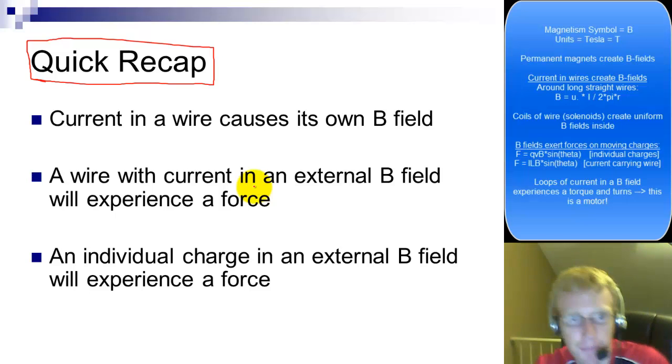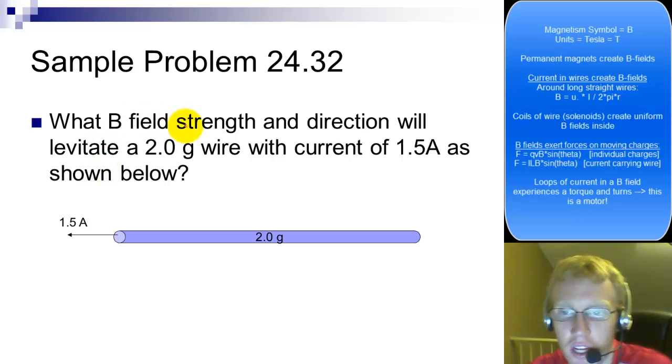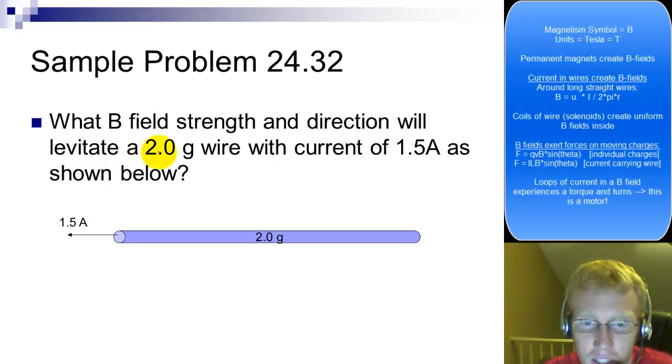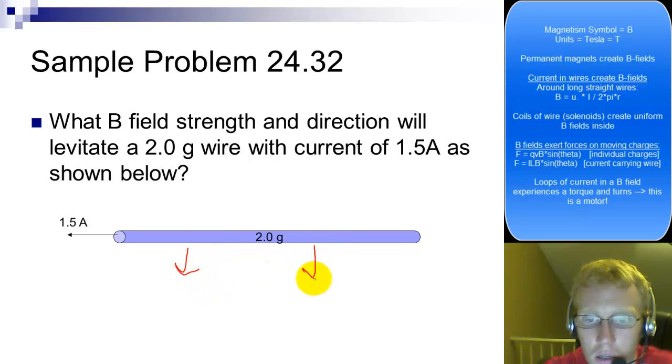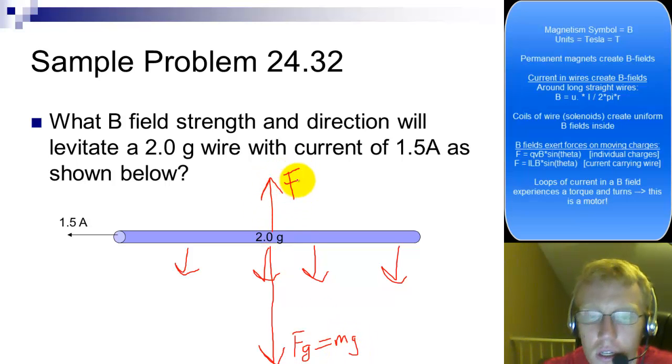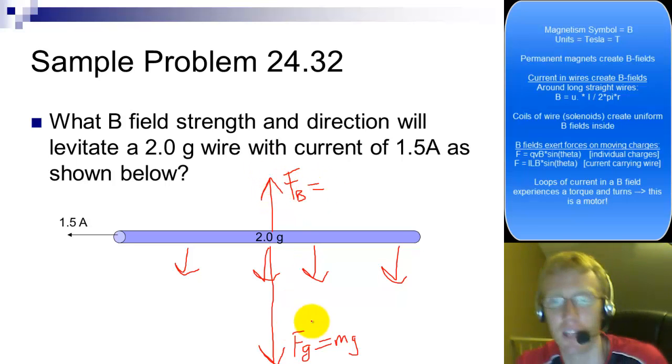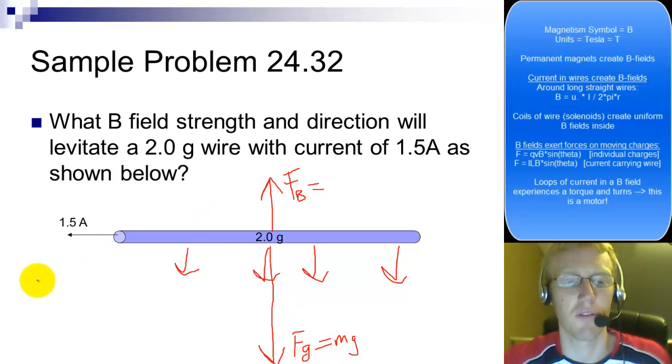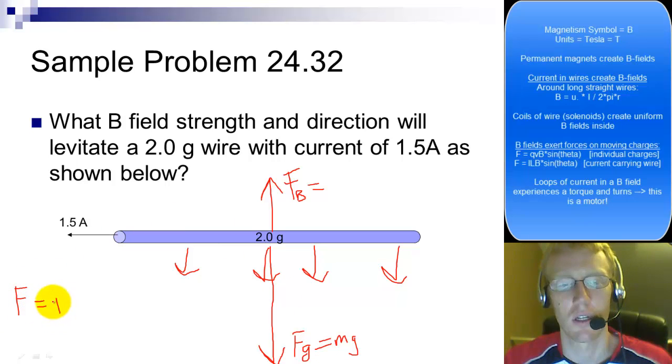Okay. What magnetic field strength and direction will be able to levitate a 2-gram wire with a current of 1.5 amps, as shown below. So if you have a wire, you're going to have a force of gravity pulling down on it, and the force of gravity overall is going to act in the center of the wire with a net force of mg. So we're going to need a magnetic force, F sub B, because B is magnetic. We're going to need a force upward to counterbalance this force of gravity. So we know that there's a formula for the force on a wire, F equals ILB sine theta.